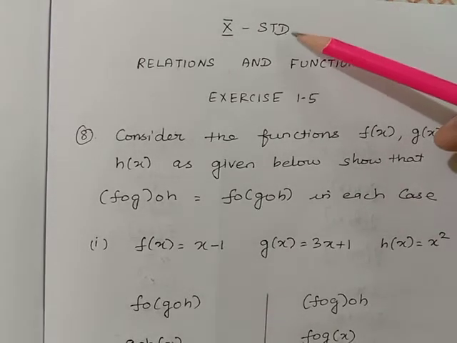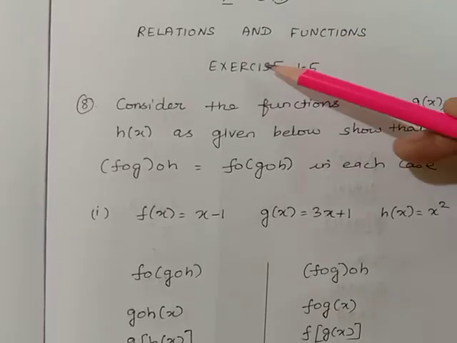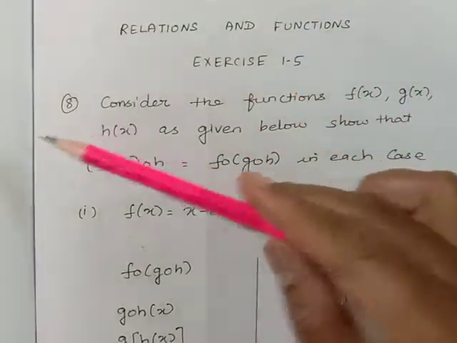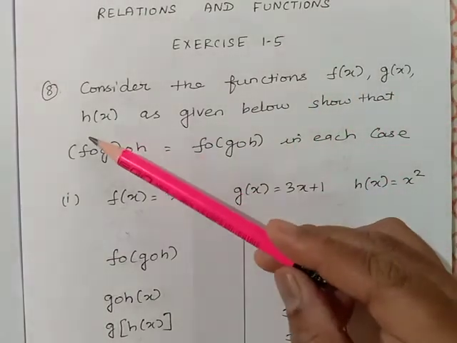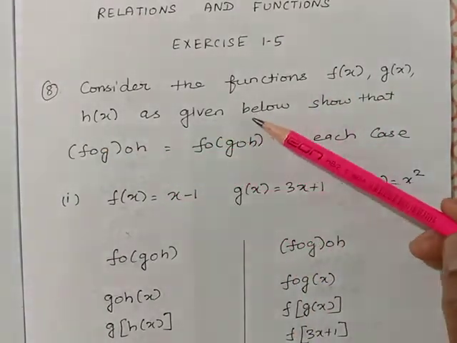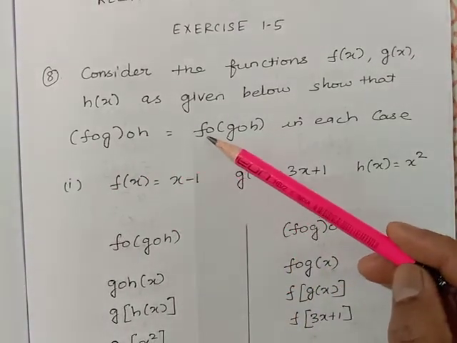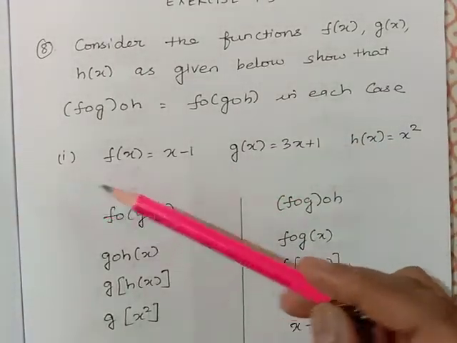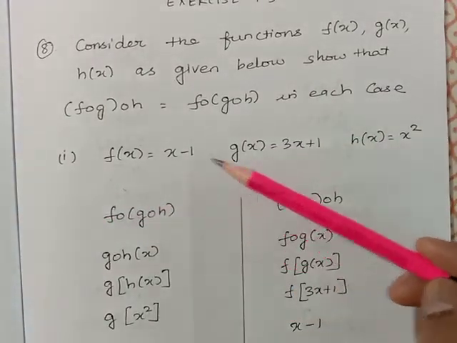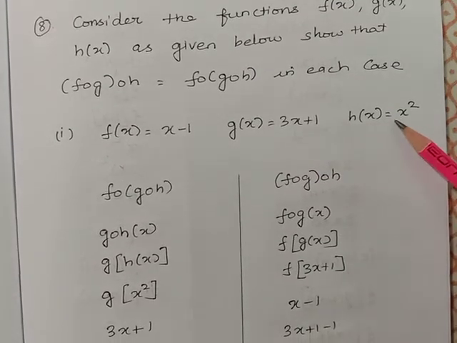Today we are going to learn 10th standard relations and functions, exercise 1.5, 8th sum. Consider the functions f(x), g(x), h(x) as given below. Show that (f∘g)∘h equals f∘(g∘h) in each case. In Roman letter 1, f(x) = x minus 1, g(x) = 3x plus 1, h(x) = x square.